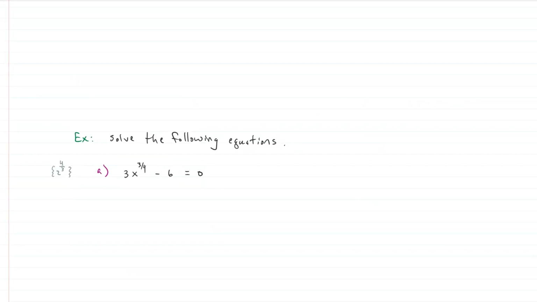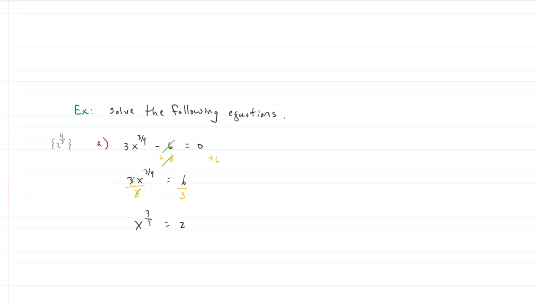Let's solve one of these. Here's an example. We have 3 times x raised to the 3/4 power minus 6 equals 0. So let's isolate the term with the radical. We're going to add 6 to both sides. That cancels the 6 on the left, and we get 3x to the 3/4 equals 6. We can divide both sides by 3, and the 3s cancel, and we get x to the 3/4 equals 2.